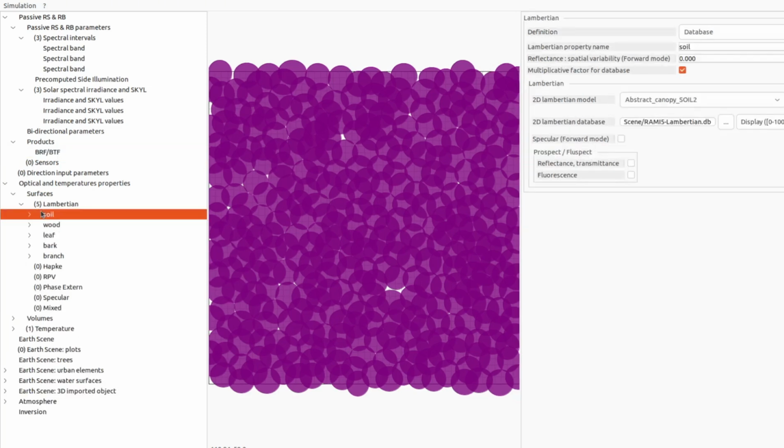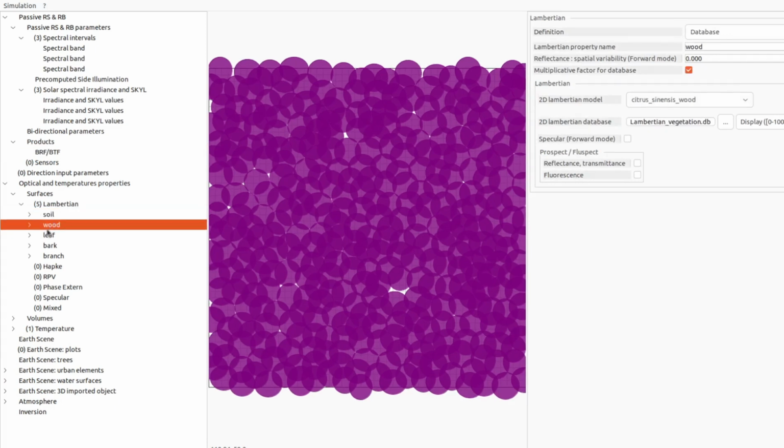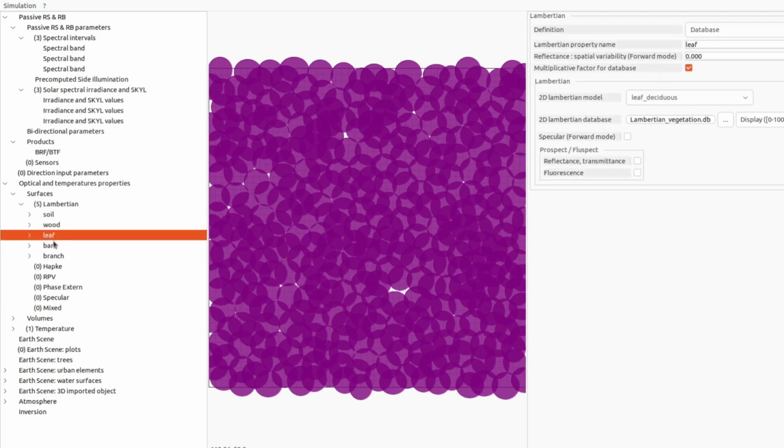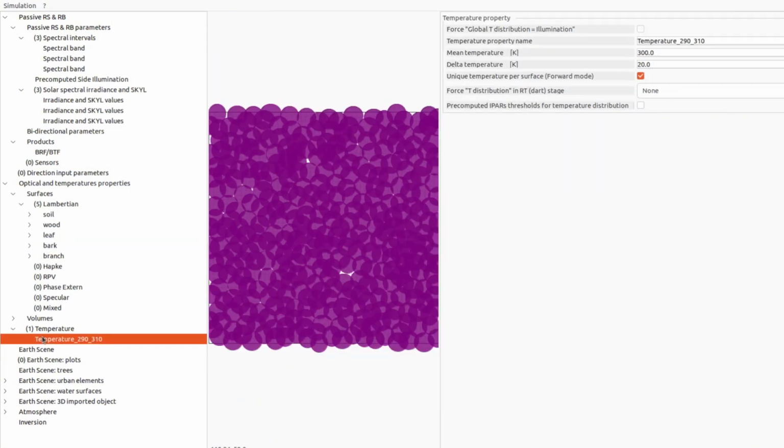We decided on simulating a forest of beech, so we defined the leaves as deciduous leaves, and the bark and the branches as beech. For the trunk, we didn't find a database for beech trunk, but we made the assumption that the optical properties of the trunk were not too important for estimating CO2 absorption, and we chose the optical properties of a Citrus sinensis trunk. We set the temperature parameters between 290 Kelvin and 310 Kelvin, or 17 degrees Celsius and 37 degrees Celsius, placing the scene in a warm summer setting.